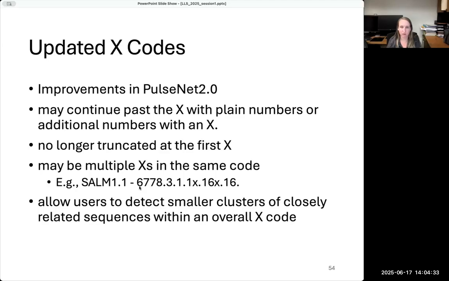Here's an example. Salmonella, we got 6778.3, 0.1, 0.1x, 0.16x, 0.16. So it has 2 different X's in it, and it continues after the X. Because of this change, we'll be able to detect smaller clusters of closely related sequences within the overall X code than you would have before.